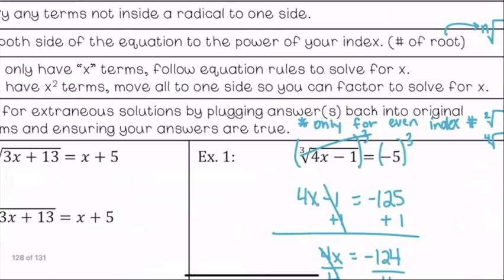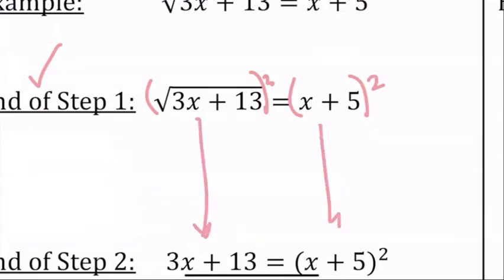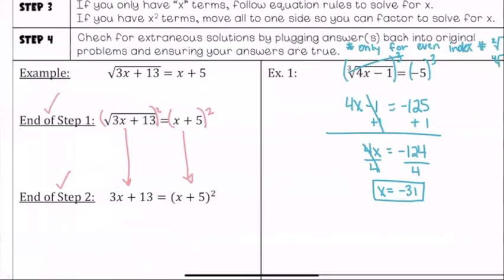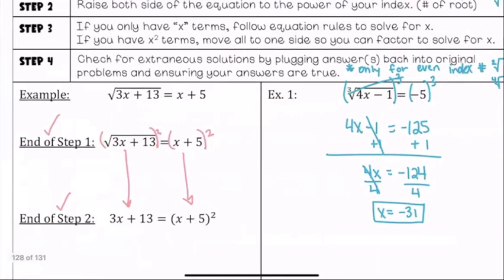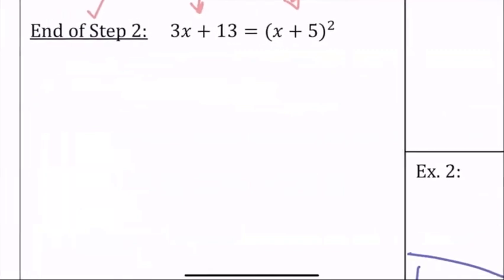Step 2, raise both sides of the equation to the power of your index. We have an invisible 2 here, so we're going to square both sides. That gets us to here. This is the end of step 2. Step 3, if you have x squared terms, move all to one side so you can factor to solve for x. We're not 100% sure we have an x squared. It looks like we will here, but to know for sure, we do need to multiply that out. So let's go ahead and do that first.